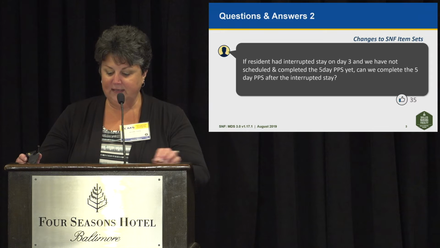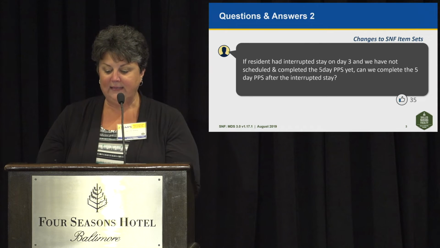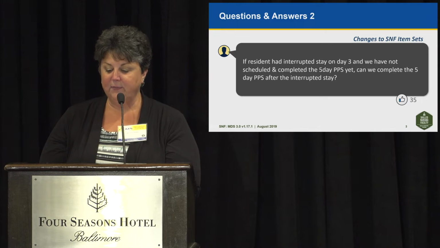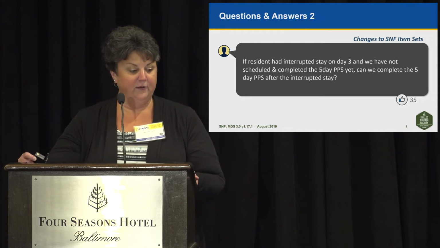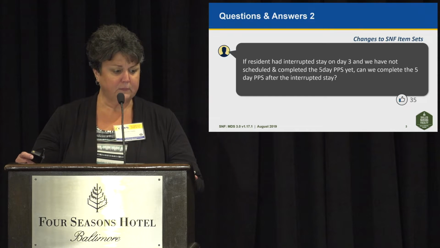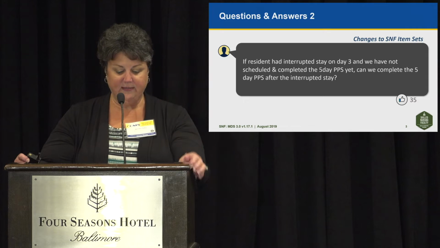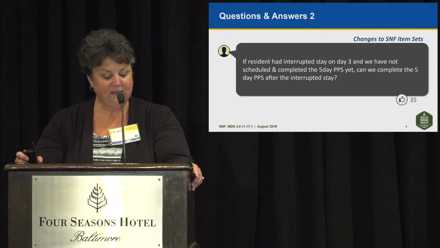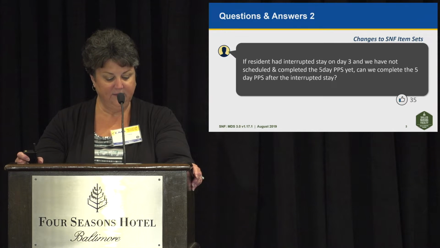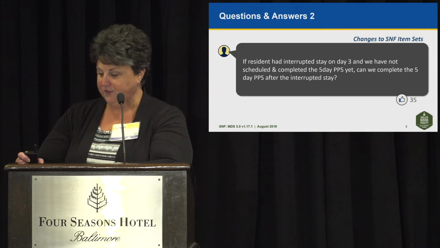If a resident has an interrupted stay on day 3, and we have not scheduled and completed the 5-day PPS, can we complete it after the interrupted stay? And the answer is, since the window for scheduling the assessment is days 1 through 8, the facility would still be in compliance with the assessment scheduling rules. Therefore, the provider in this instance can complete the 5-day after the interrupted stay if they so choose. So you're still within that window.